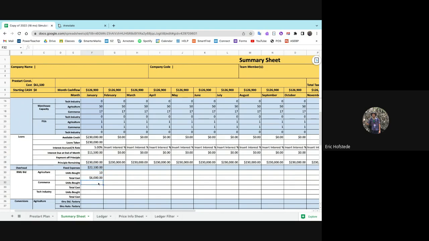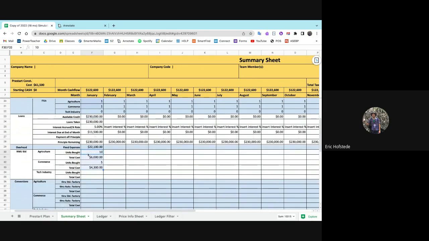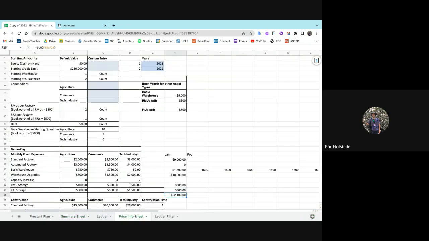All right. I bought some agriculture. I bought some commerce, let's say. Maybe it cost me 4,300. Next thing I need to do is record this information. And there's a little bit of a trick to your RMU bids and the ledger. If you go to your price info sheet, it actually tells you that there's this book worth for all of our assets, including all RMUs, which are $300 a piece.